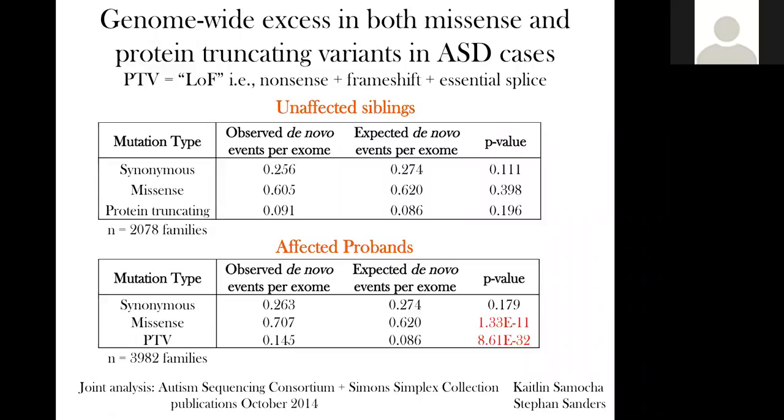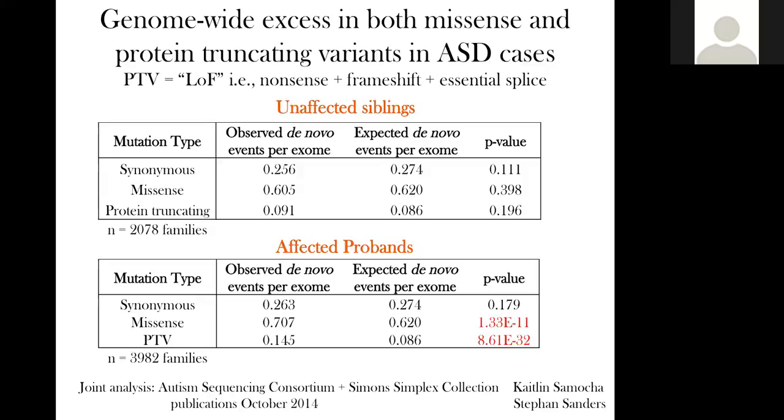And so when we look at the rate of these de novo mutations in children with autism and their unaffected siblings, we see an enrichment of both de novo missense and de novo protein truncating variants in children with autism against expectation, while the rate of these de novo variants is the same as what we would expect by chance for the unaffected siblings. And so these initial analyses identified both de novo missense and de novo protein truncating variants as a class of variation that's associated with autism.